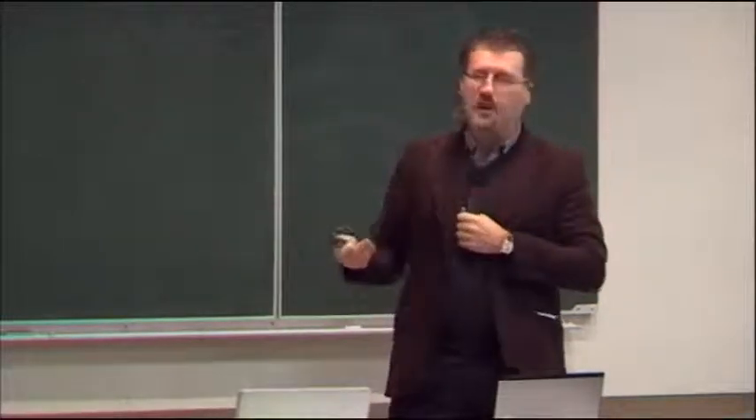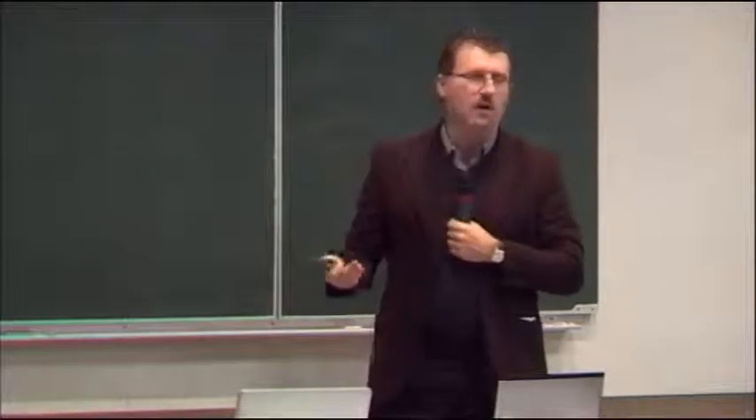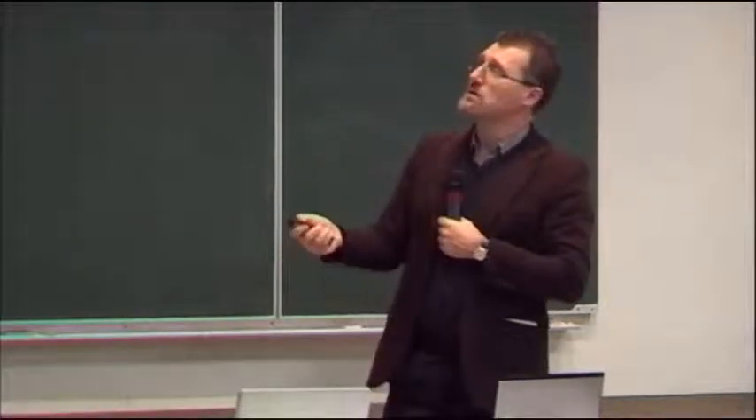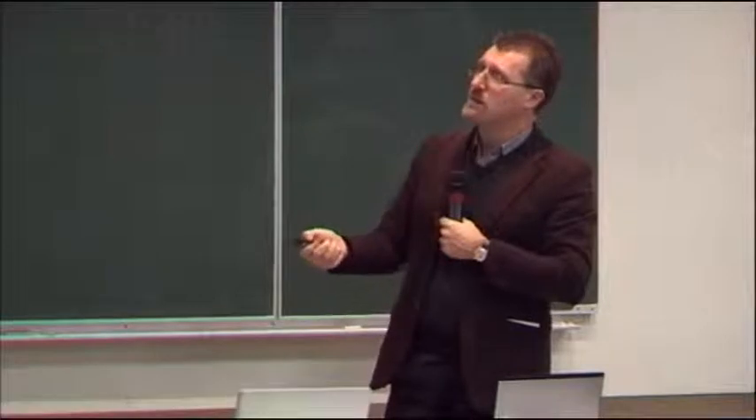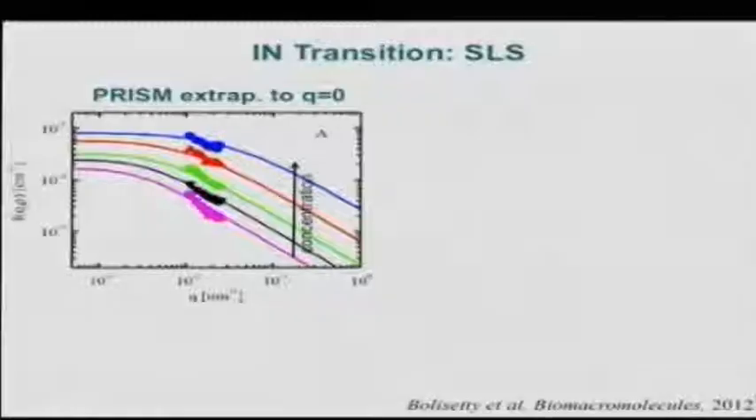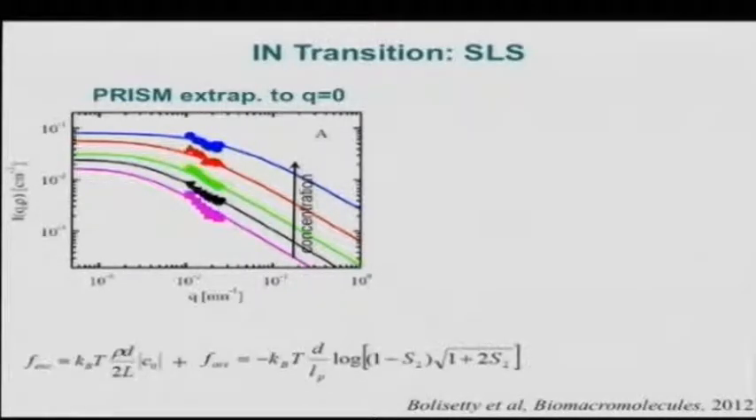Of course, you can go back to scattering again, and you can learn a number of other things. What I'm showing here is static light scattering. If you want to have access to the thermodynamics, you have to extrapolate the value of the scattering at very low angle. To do that, we've used PRISM, an integral theory where you can fit these scattering curves if you have an appropriate closure relationship for the energy.